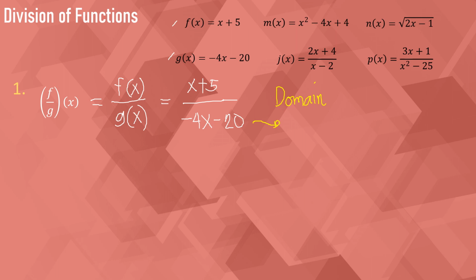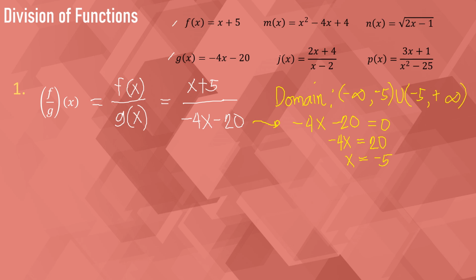Now, we just need to observe this denominator. What will make negative 4x minus 20 equal to 0? What value of x will make that equal to 0? Because we will not use that, okay? Therefore, we have negative 4x is equal to 20, x is equal to negative 5. It is x that is equal to negative 5 that is excluded from the set of real numbers allowed to be input of this new function f over g. Therefore, the domain is the set of all real numbers excluding negative 5. Okay, so it looks like this. You just need to exclude negative 5.